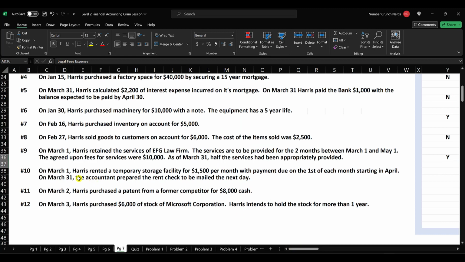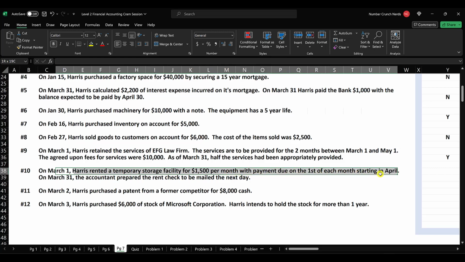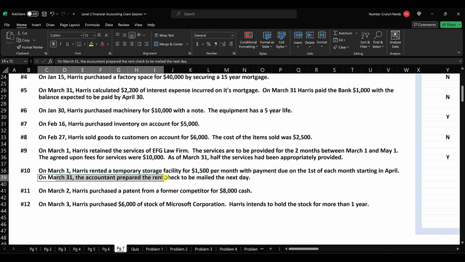Number 10. On March 1st, Harris rented a temporary storage facility for $1,500 a month with payment due on the 1st of each month starting in April. On March 31st, the accountant prepared the rent check to be mailed the next day. Well, that's nice that it's going to be mailed the next day, but we need to figure out what's happening on March 31st. No cash was paid if the check is not going to be mailed until the next day. So what do we have to do? We have to accrue. What are we accruing? We're accruing rental expense for a temporary storage facility.